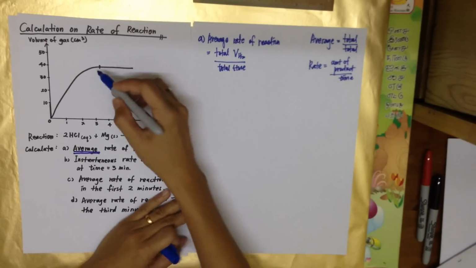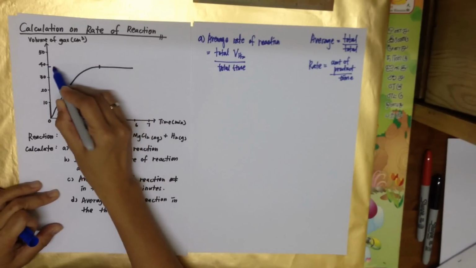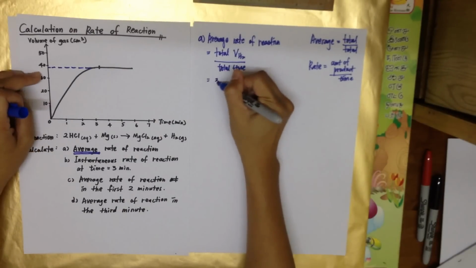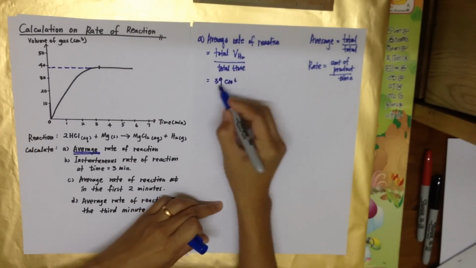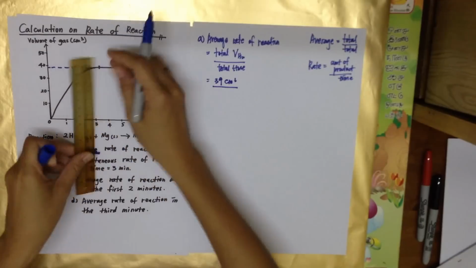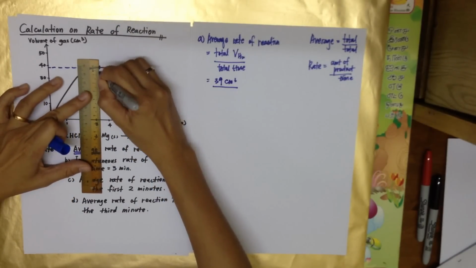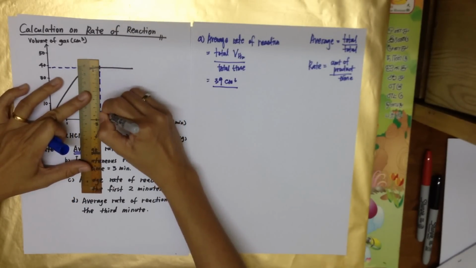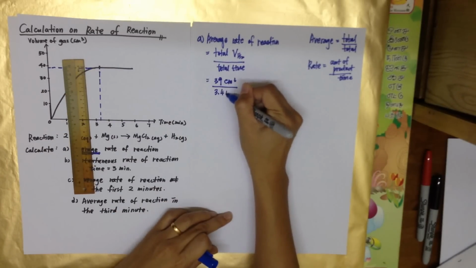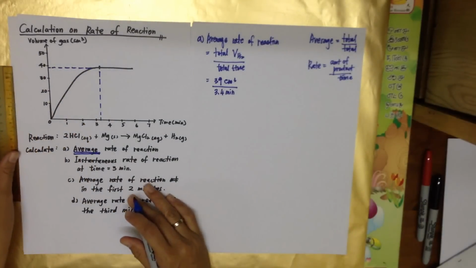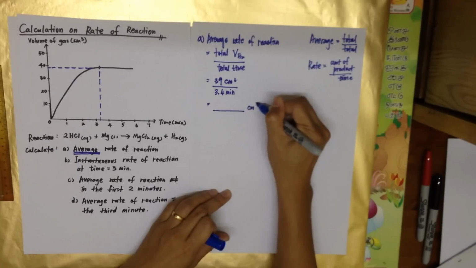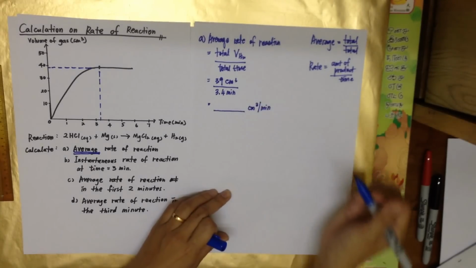So the total volume of hydrogen gas will be, for example, 39 centimeter cube divided by the total time when the reaction has reached completion, which is around 3.4 minutes. And hence we will be able to obtain our answer, and please remember to always put the correct unit.